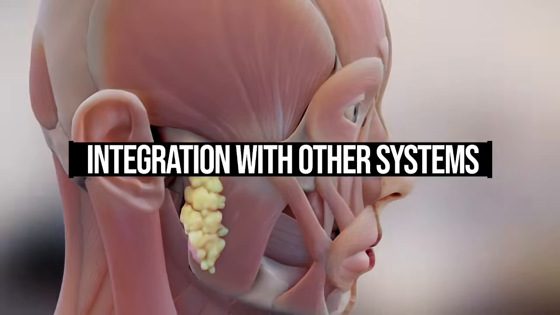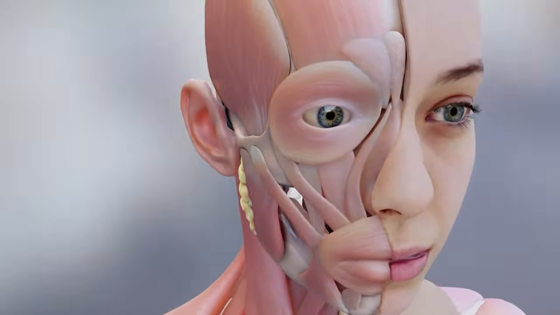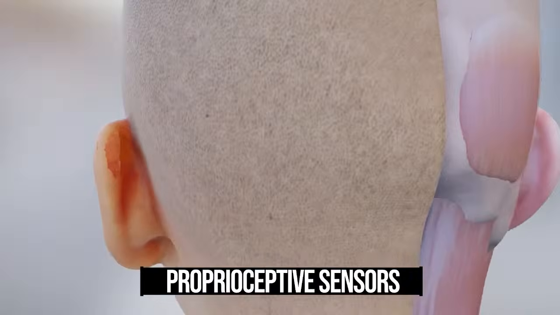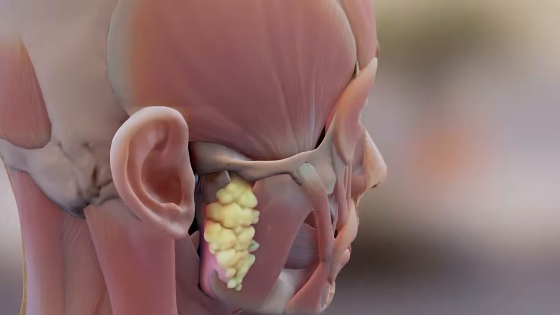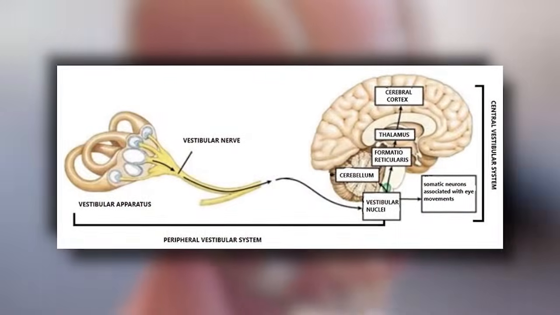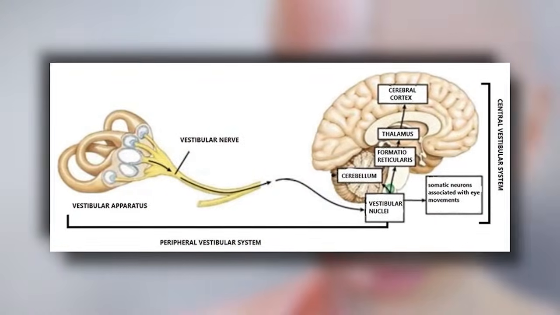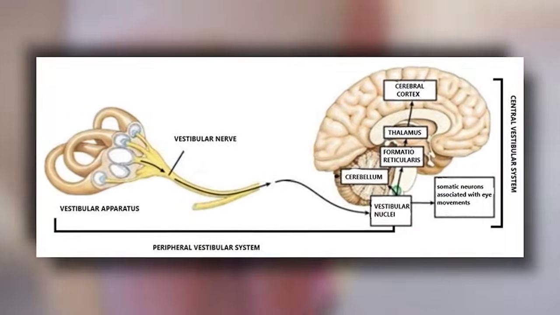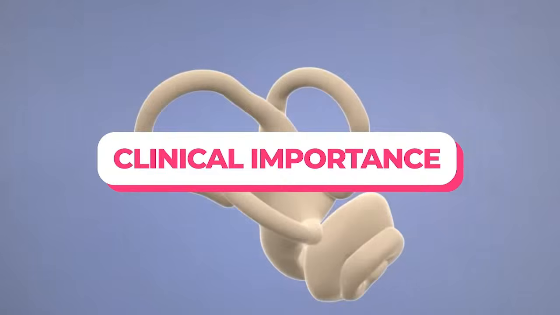Integration with other systems. The vestibular system works closely with the visual system and proprioceptive sensors in the body to maintain balance and spatial orientation. Information from the vestibular system is sent to the brainstem, cerebellum, and other areas of the brain to help coordinate movement and balance.